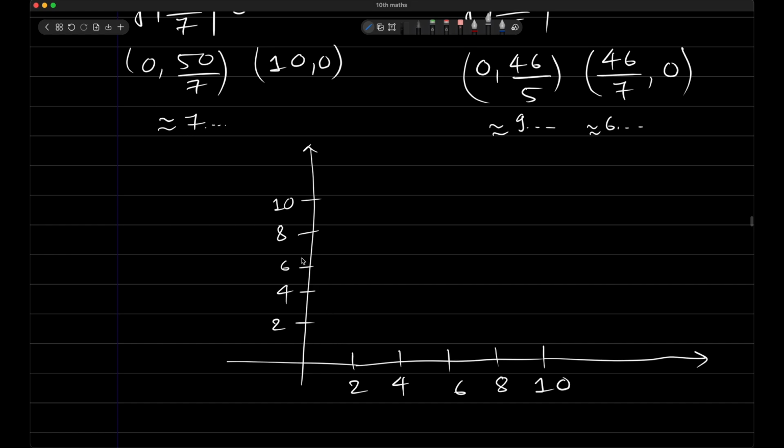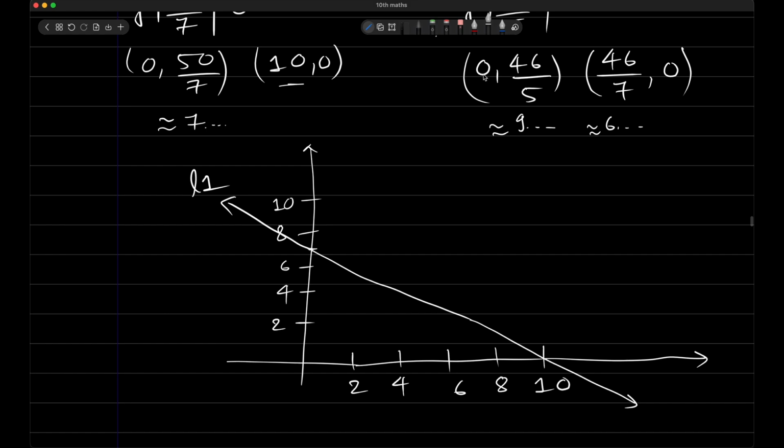When x is 0, y is 7 point something, nearly, and when x equals 10, y equals 0. So the line passes through 7 point something and 10. Second line.